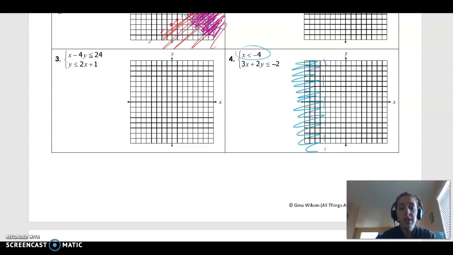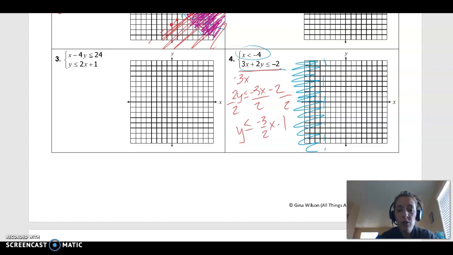Okay, so my second equation, which I'm going to do in red, is not written in the right form. So I need to go ahead and do that first. So I subtract 3x. So now I have 2y is less than or equal to negative 3x minus 2. Now I divide everything by that 2. And since it's positive, my symbol stays facing the same way. So I have y is less than negative 3 halves x minus 1.